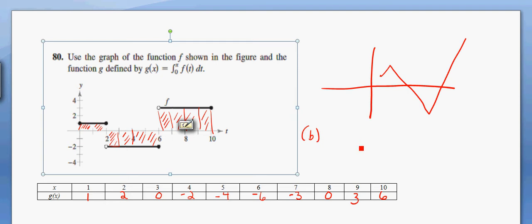Part B was to plot, sorry. Part C is to find where G has a minimum. This is G, remember, right? This was the graph of F. Some of you answered questions about F. This is the graph of G, right? That's what our definition is. So where does G have a minimum?